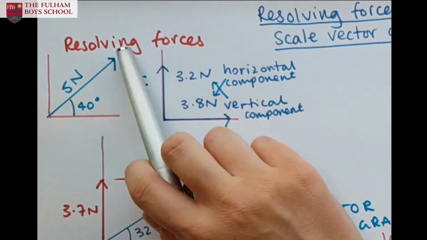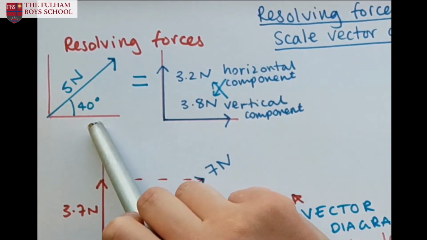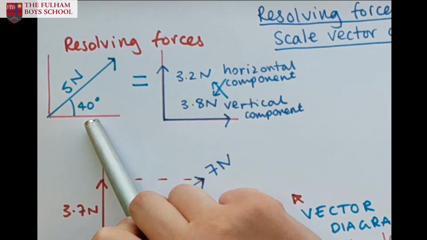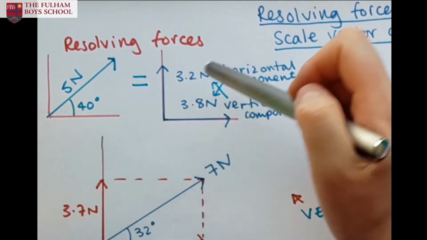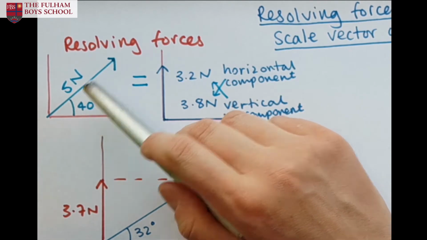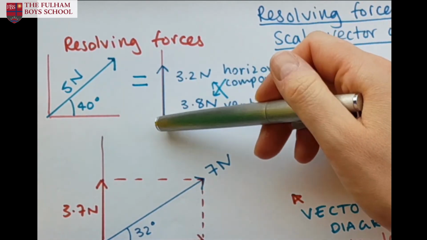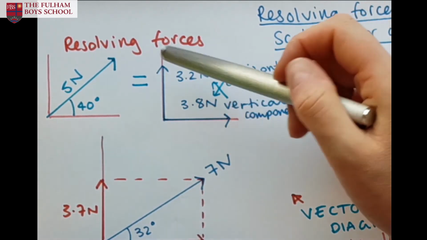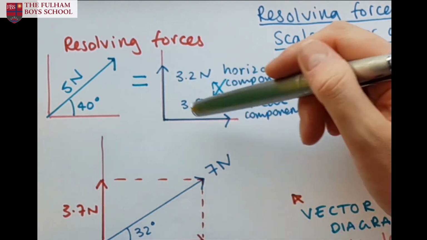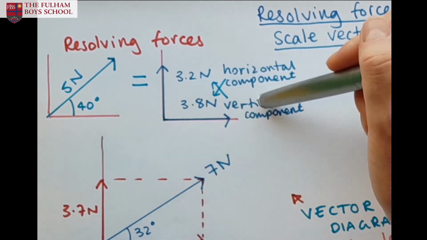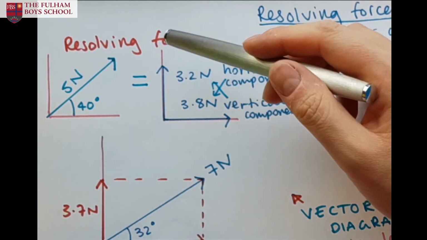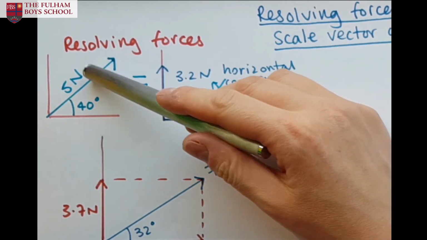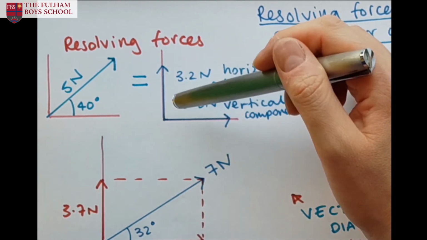So first thing you need to be able to do is resolving forces. So this is 5 newtons acting at 40 degrees to the horizontal, and it has exactly the same effect as these two forces here. Any force can be resolved into its vertical and horizontal components. So this force here is the same as these two forces, 3.2 newtons vertically, 3.8 newtons horizontally. Now, you find these horizontal and vertical components by doing the following.